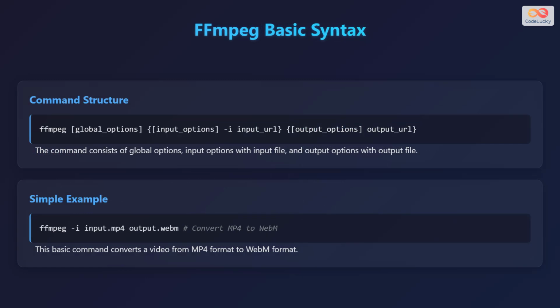Now let's dive into the basic syntax of FFmpeg. The command structure generally looks like this: ffmpeg, followed by global options, then input options along with the input file, and finally output options with the desired output file. A simple example of this would be ffmpeg -i input.mp4 output.webm. This command converts a video from MP4 format to WEBM format.